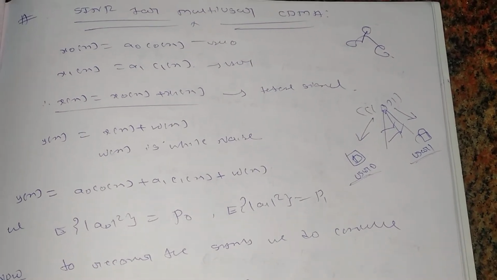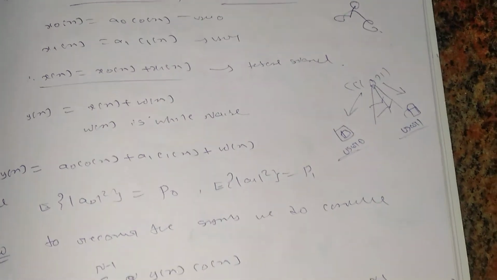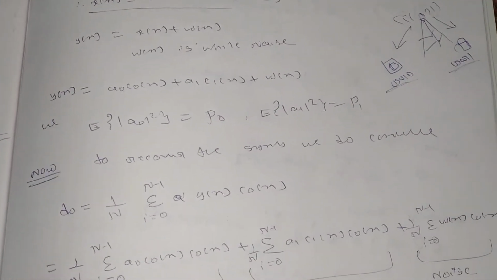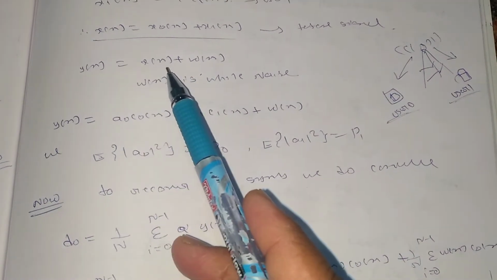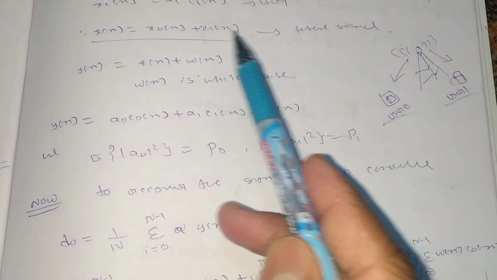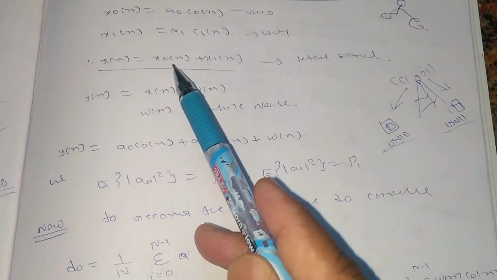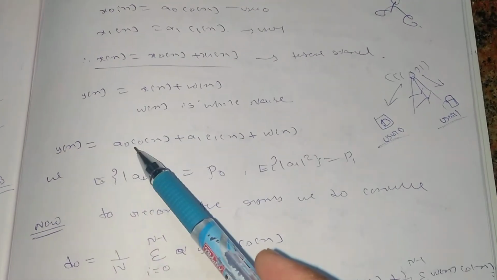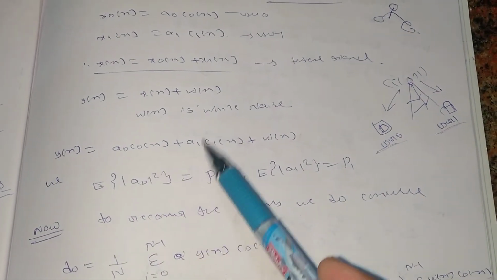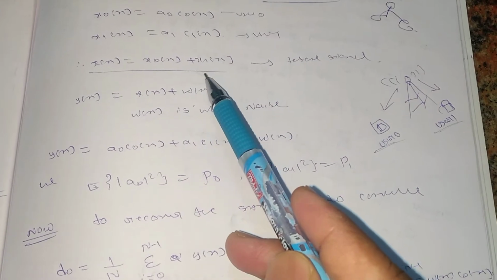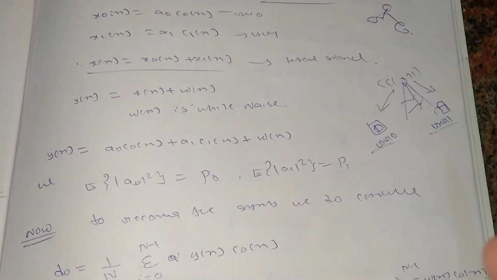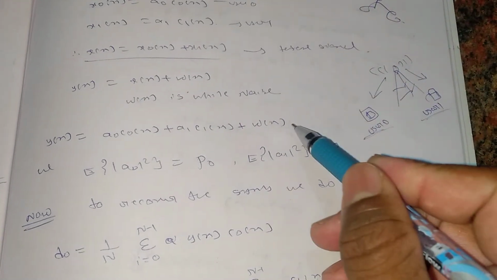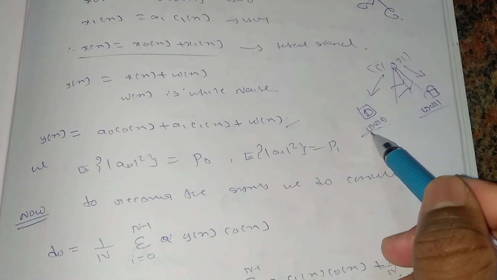Then w of n is white noise, that I already told, right? Now at the receiver y of n will be x0 of n plus x1 of n, where x0 of n is a0 into c0 of n, plus x1 of n is a1 into c1 of n, plus w of n, the white noise. So this signal will be received at user 0 and user 1.